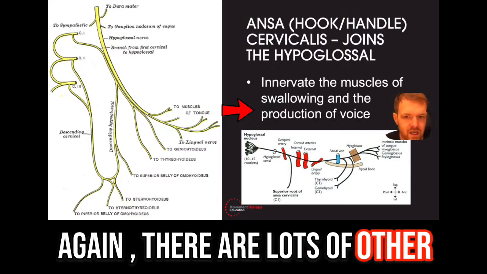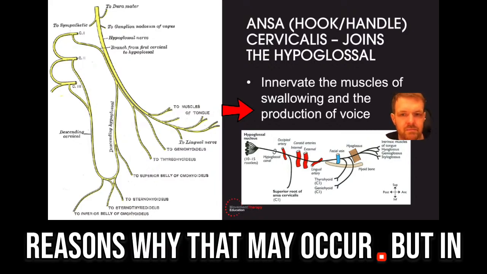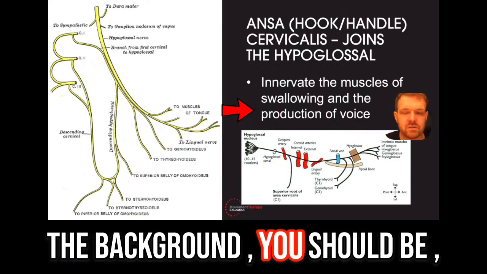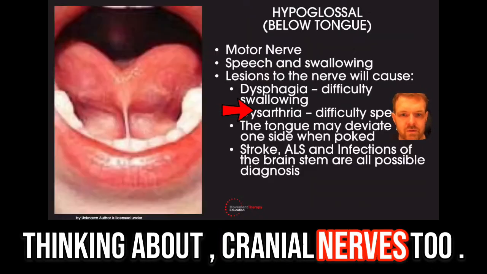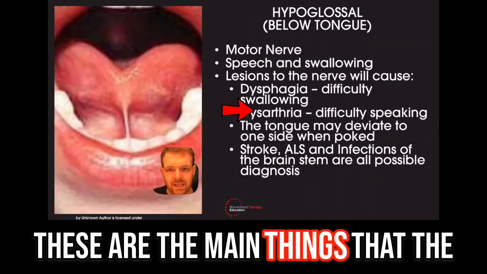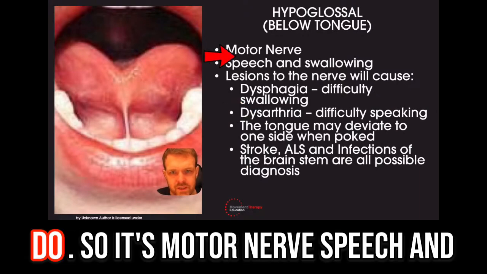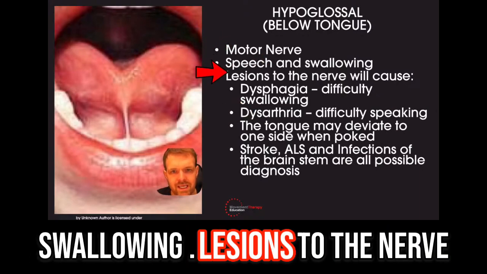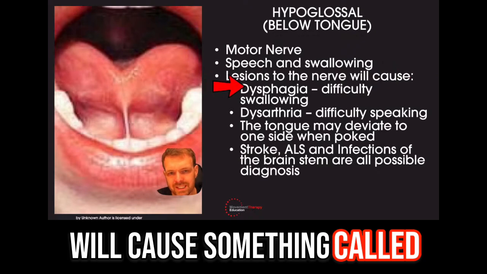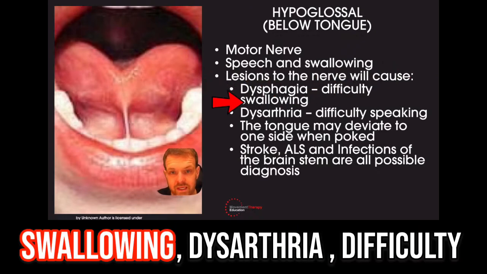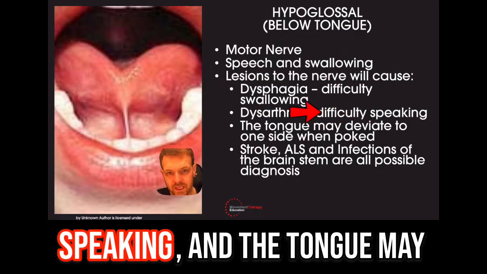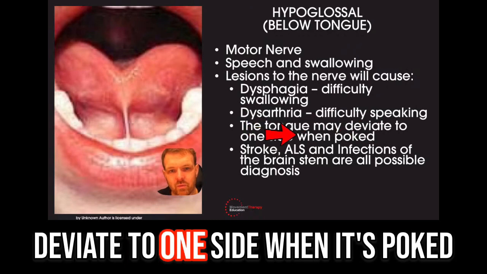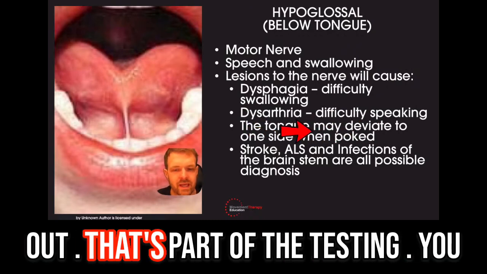Again, there are lots of other reasons why that may occur, but in the background, you should be thinking about cranial nerves too. These are the main things that the hypoglossal does. So it's a motor nerve, speech and swallowing. Lesions to the nerve will cause something called dysphagia, which is difficulty swallowing, dysarthria, difficulty speaking, and the tongue may deviate to one side when it's poked out. That's part of the testing.